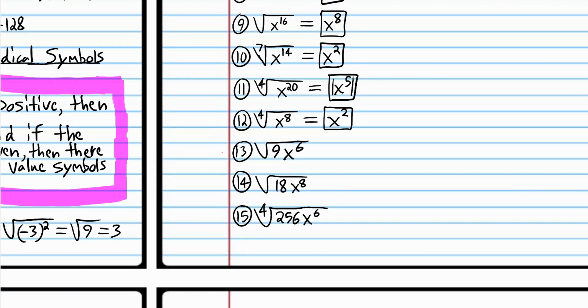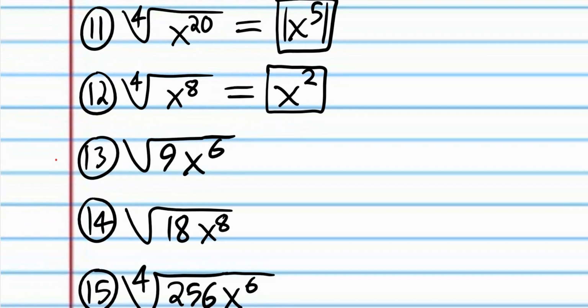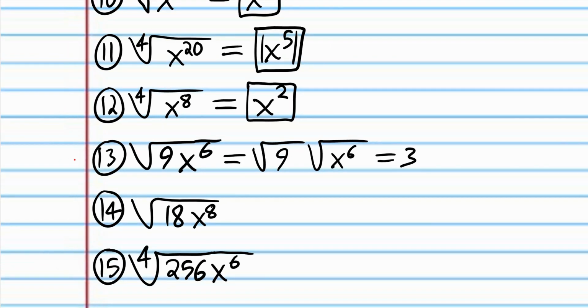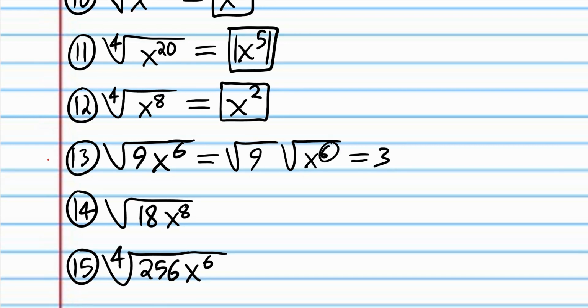Okay, so we're just going to do a few more of those problems just so you get the hang of it. Let's do these together. So we're going to separate this root into two roots, two perfect squares. The square root of 9 is 3. And now you have to ask yourself, is this an even power? And it is, so we might have to worry about absolute value symbols. Now you take the power of the radicand divided by the index. 6 divided by 2 is 3, so we have x to the third power.